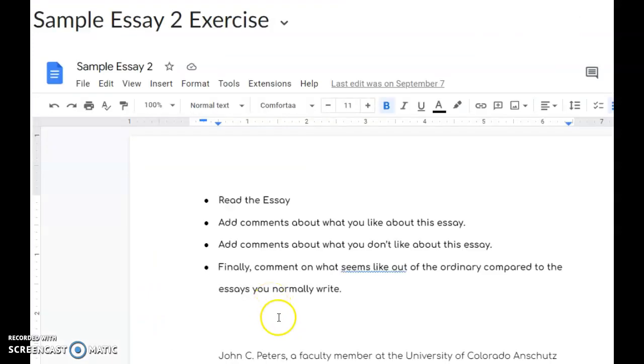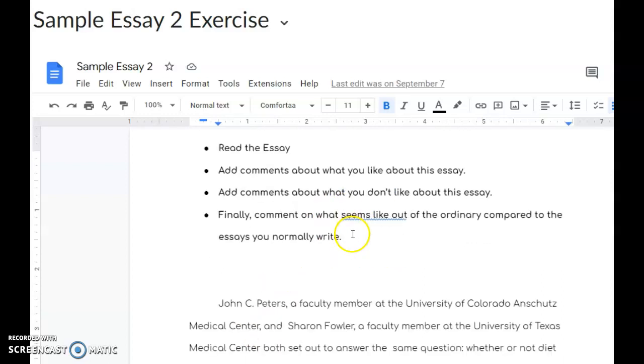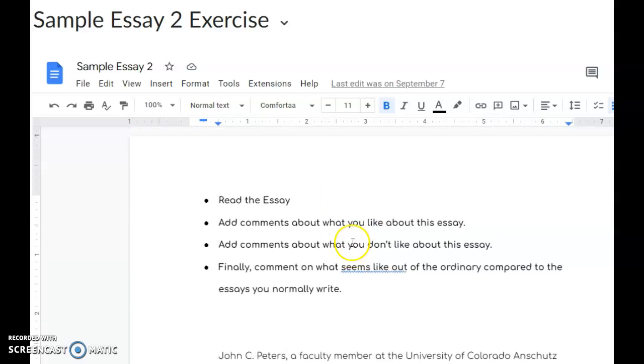That sample essay 2 exercise is really going to be reading the sample essay, and I want you to come in here and add comments. This is a shared Google Doc that you guys all have access to. What I want is everyone to come in, add some comments about what you like, what you don't like, what seems out of the ordinary. Add at least 3 comments to it. Please feel free to add more, and I will come back and address those right after you guys are done with this.